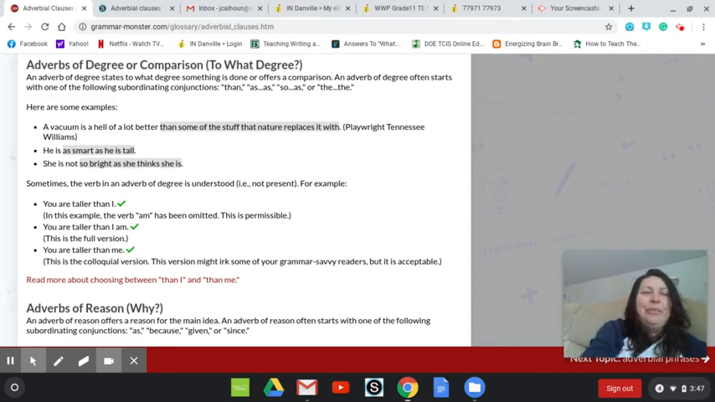But to what degree is it better than some of the stuff that nature replaces it with? So when it's a comparison, it's usually modifying an adjective or an adverb. Okay, how is it better? Better than, or to what degree is it better than this?